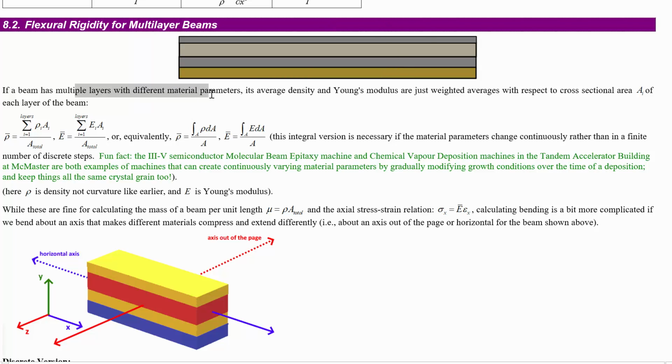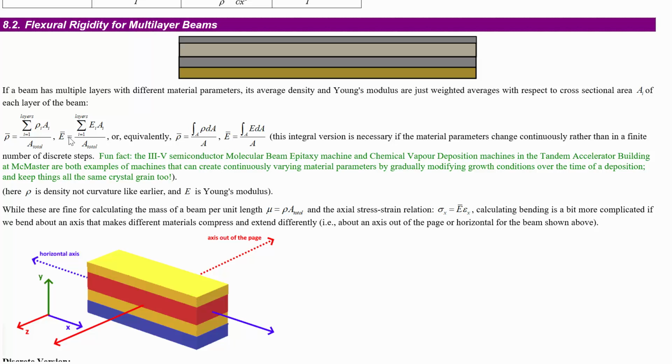If this has multiple layers with different parameters, then the average density and Young's modulus end up being weighted averages across the cross-section. So if you have discrete layers, then you could use sums. Otherwise, you'd have to integrate in general. The average density would be, from the average we defined above, the integral of density over the cross-section divided by the total cross-sectional area. Same thing for stiffness. In response to stresses in the length direction, the effective stiffness in the length direction of each layer averaged over the cross-sectional area will give you the average stiffness.